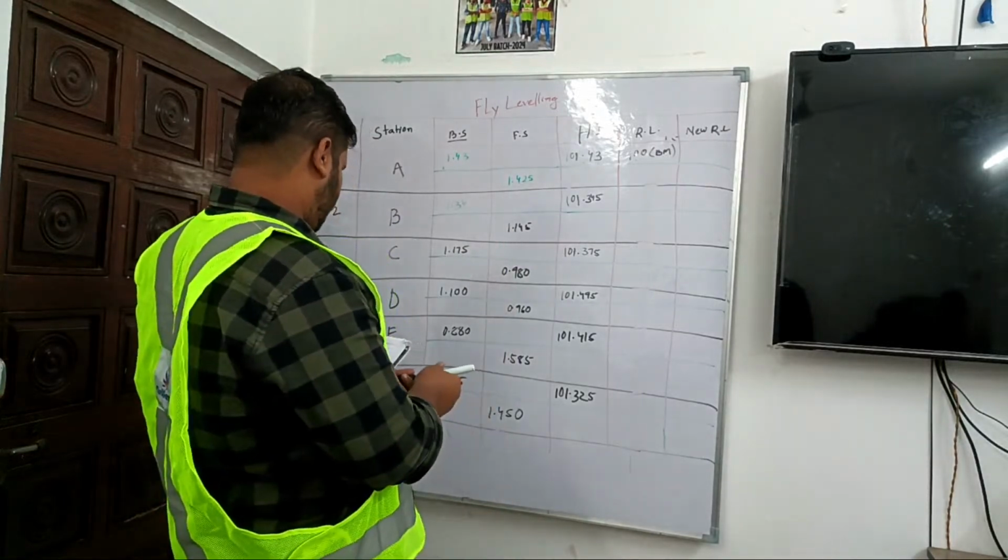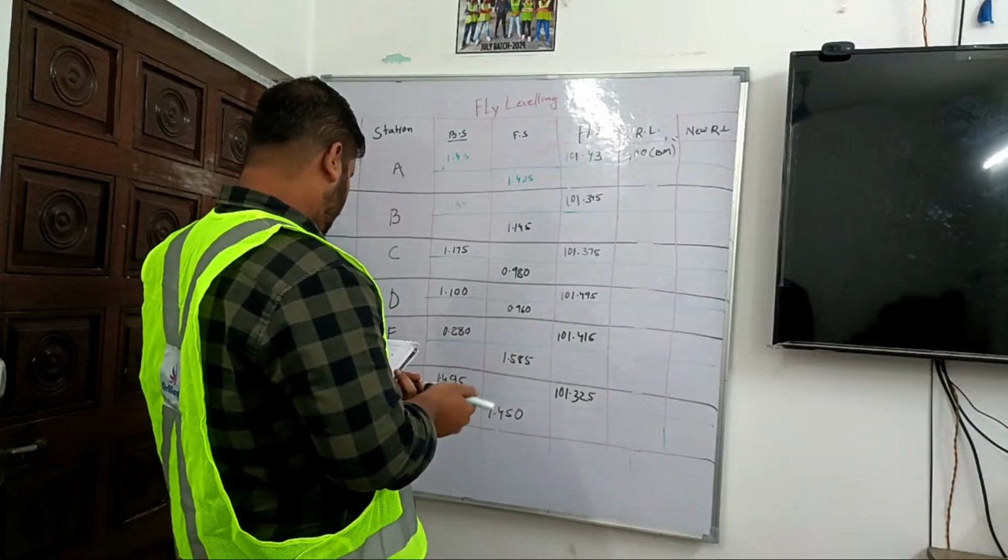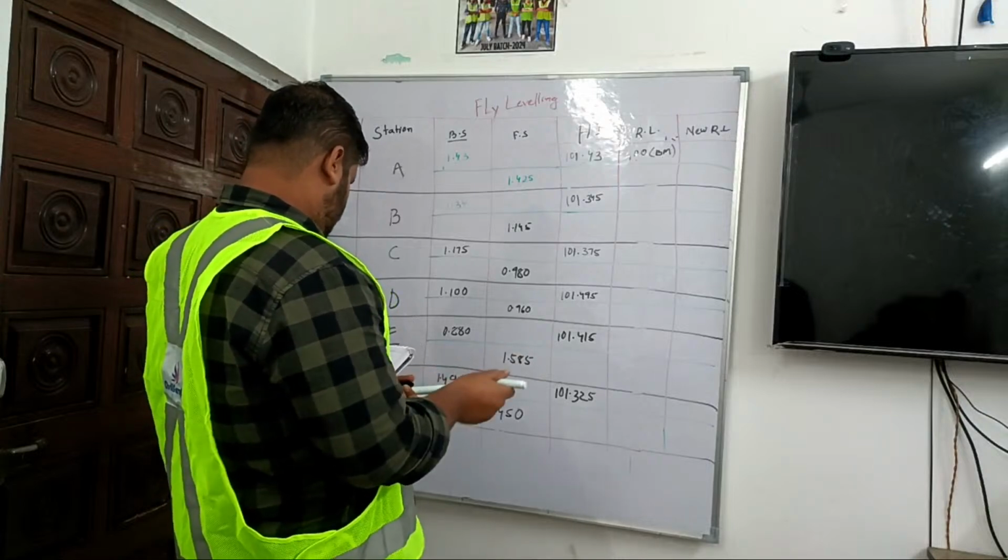Okay, we have the HI now. Now we will calculate RL. For calculating the RL, okay, what we will do?